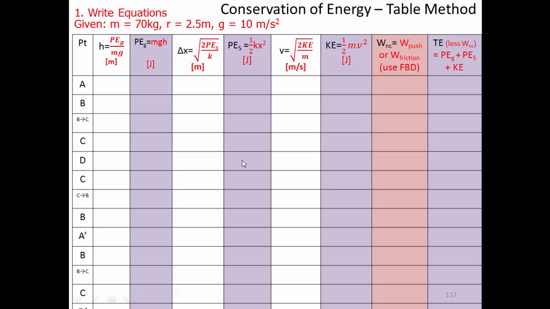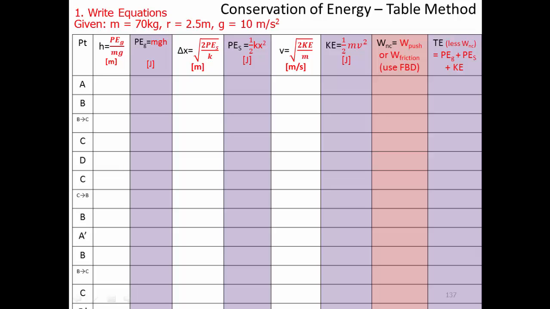You'll notice I did add a couple of columns in here for potential energy from springs. And so we have 1/2 kx squared. And we can solve for our spring displacement delta x, square root of 2 PE over k, which looks very similar to our velocity equation. I also added a column for our work non-conservative. And I'll show you how to handle work non-conservative using an energy table. It takes a little bit of trickery, but it does work.